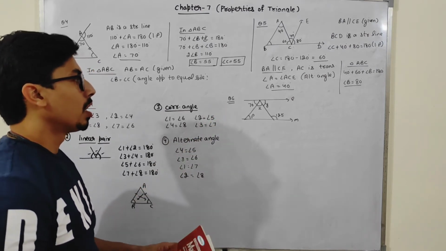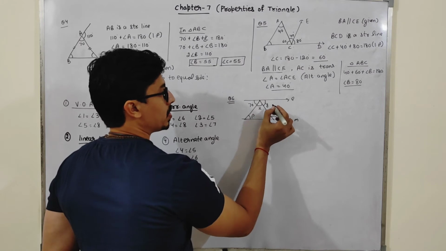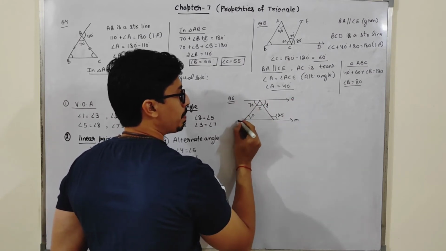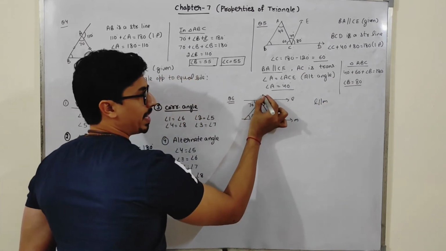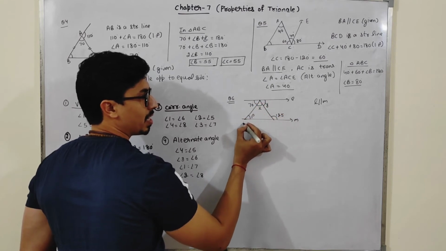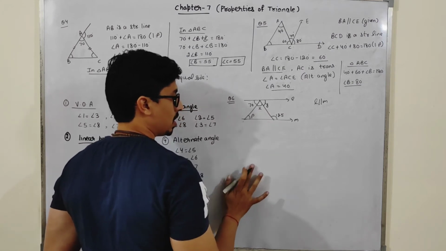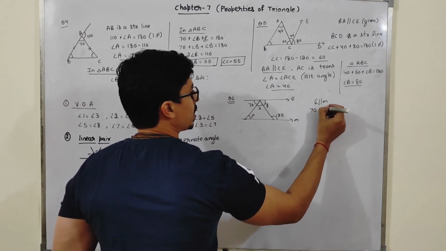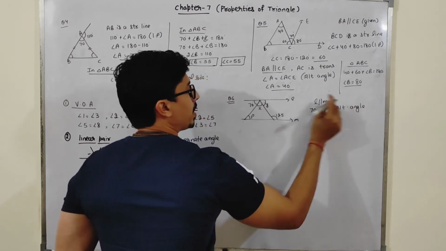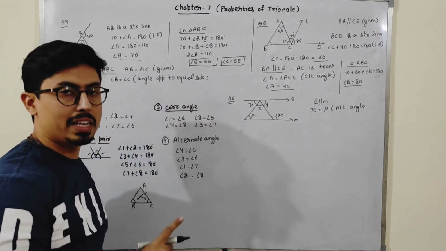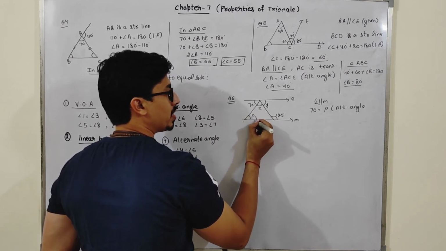Okay, students. Now, see, how can I find out? This line L is parallel to line M. It is given. Now, if I take this line as a transversal, students, I can say that this 70 and angle P are equal. So 70 degrees is equal to P because of alternate angles. Okay, because they are between the parallel lines and are on opposite sides. So this is how much? This is 70 degrees now.